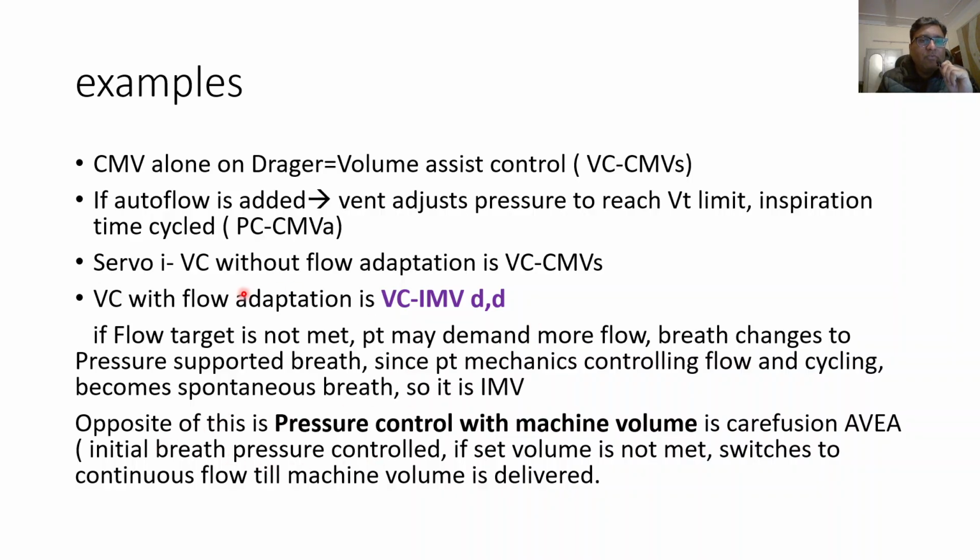The opposite of this is a pressure control mode with machine volume in CareFusion. Here a similar thing happens, but instead of starting with a VC breath with flow adaptation, this pressure control with machine volume breath starts with a pressure control breath. But if that volume is not met, it will switch to a continuous flow till the whole of the machine volume is delivered. So the main control variable remains volume. Focus remains on volume.